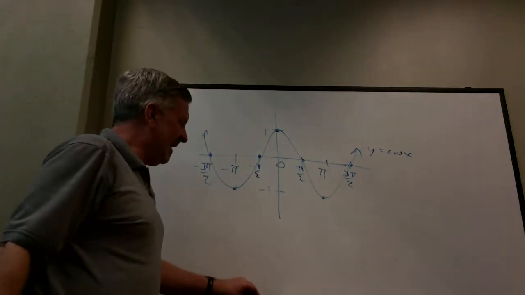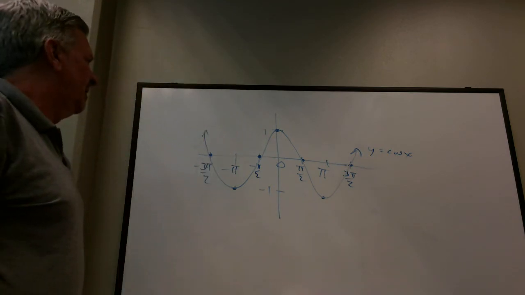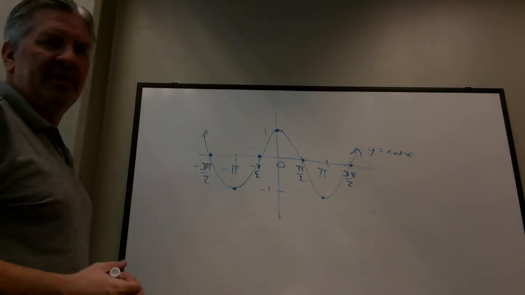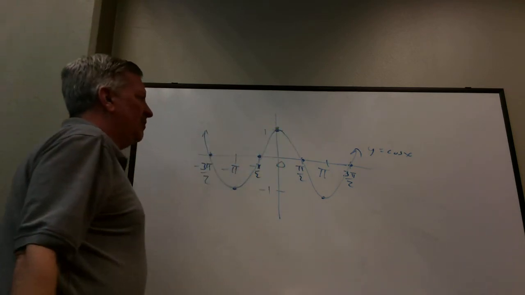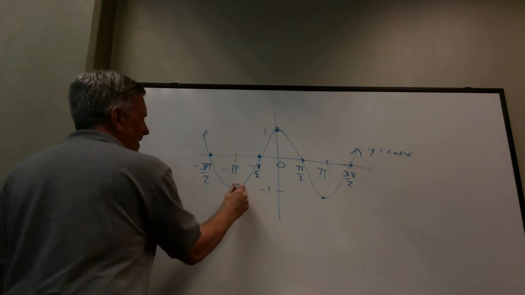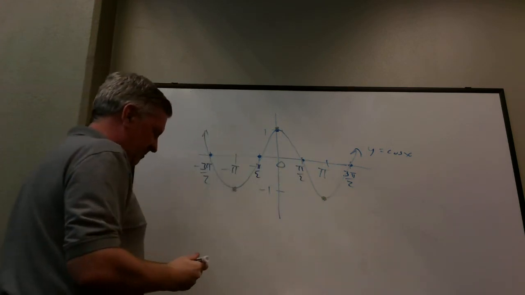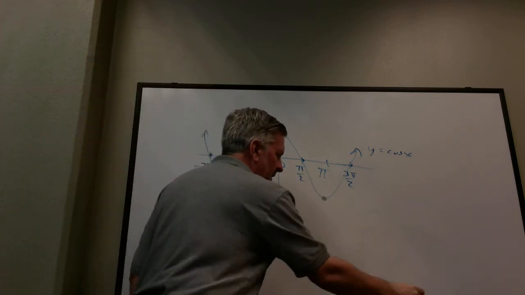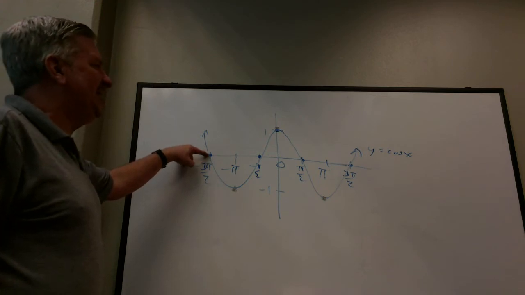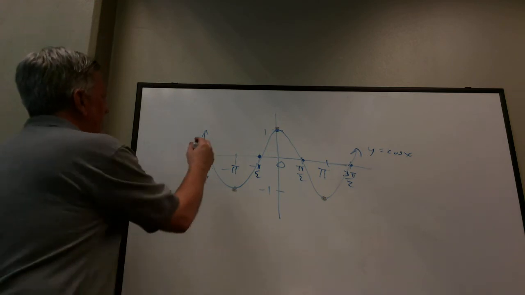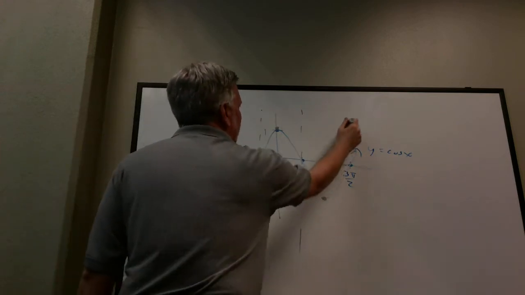Okay, I'm going to do the exact same argument I did before getting the cosecant graph to get the secant graph. Everywhere cosine is 1, secant is going to be 1. Everywhere cosine is -1, secant will be -1, because the reciprocal of 1 is 1, the reciprocal of -1 is -1. Okay? Now, everywhere cosine is equal to 0, secant is going to be undefined. So we're going to have vertical asymptote, vertical asymptote, vertical asymptote, vertical asymptote.